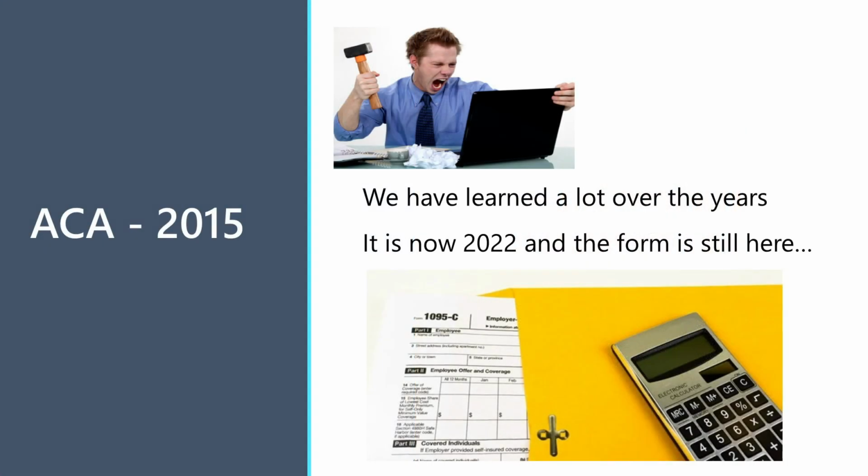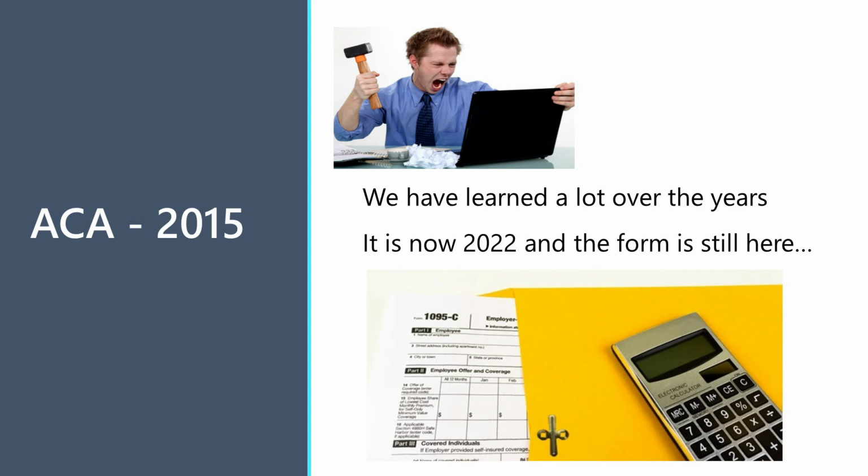So every year I think about this, and ACA started in 2015. I remember going to GPUG that first year and talking to you about the 1095Cs and how we're going to track it in GP, and all of us were learning these new forms. That was back in 2015, and here it is 2022, and these forms are still here. And we've gotten to know and love them, and we've all learned from them, so they've gotten easier.